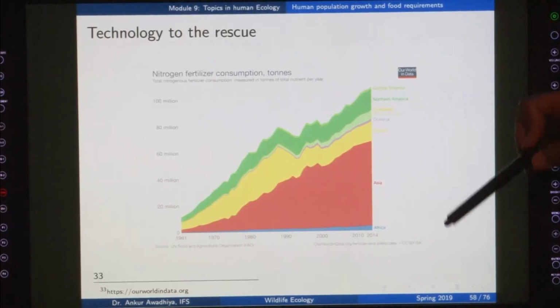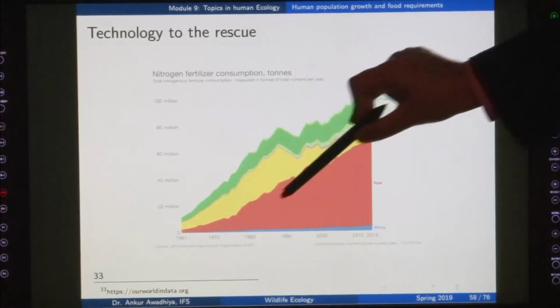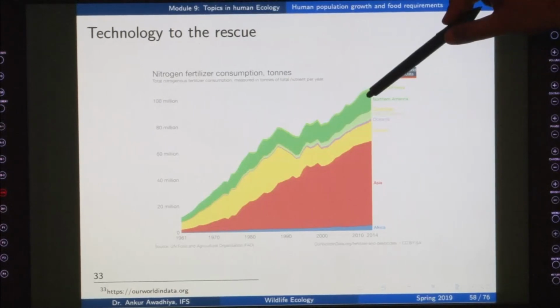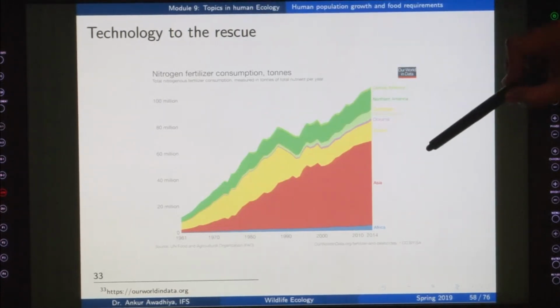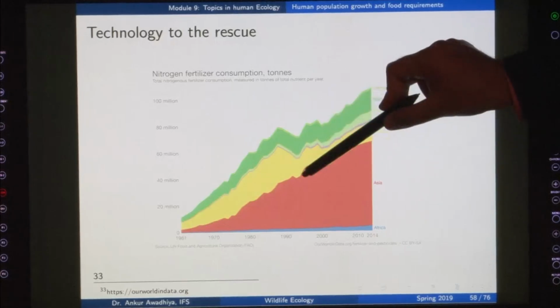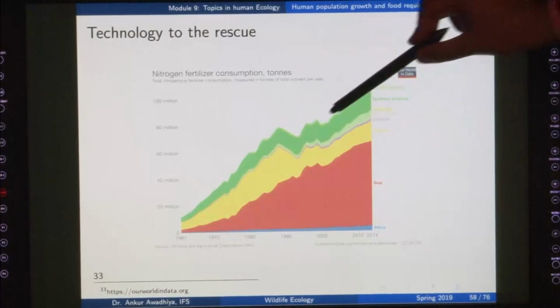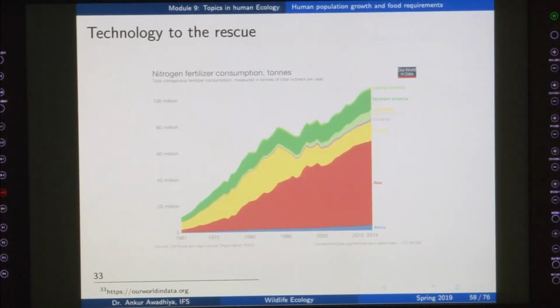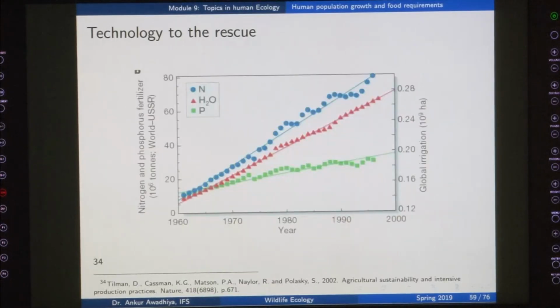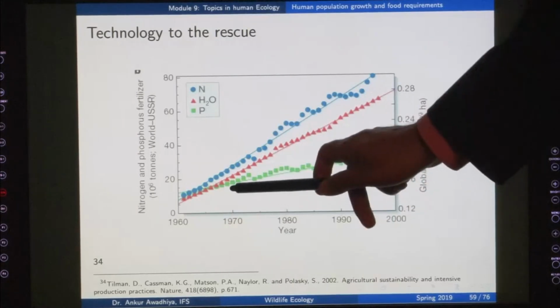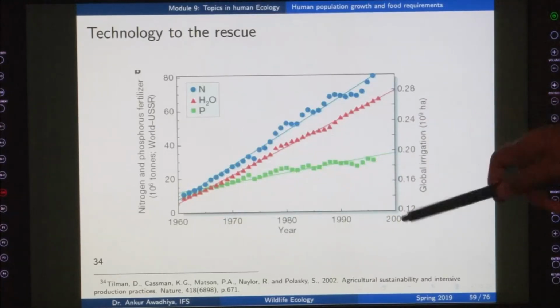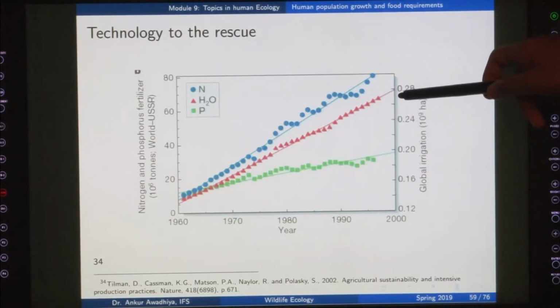And this increase can be seen in most of the areas. In the case of Asia, this increase is very dramatic. In the case of North America, it is very dramatic. In the case of Europe, it increased, and then people moved into organic agriculture, and so it decreased. But overall we can see that the increase throughout the world has been very rapid, and that is true not just for nitrogenous fertilizers, but also for the other nutrients. So, here we are seeing the nitrogenous fertilizers, and here we are seeing the phosphate fertilizers. Even the amount of water that we are using in agriculture has been increasing.